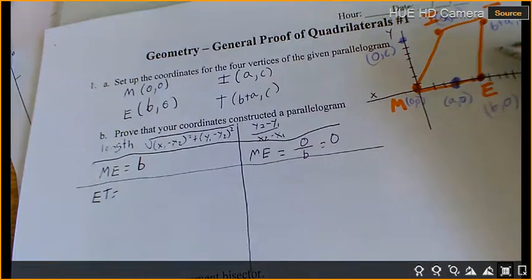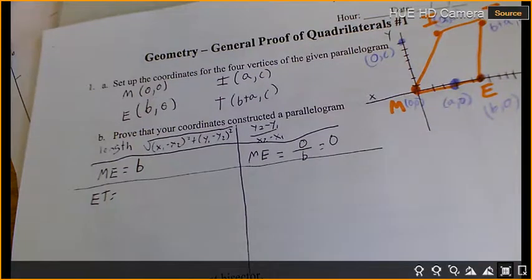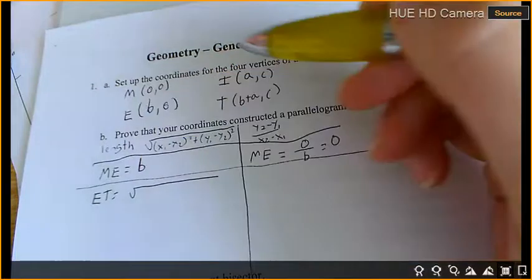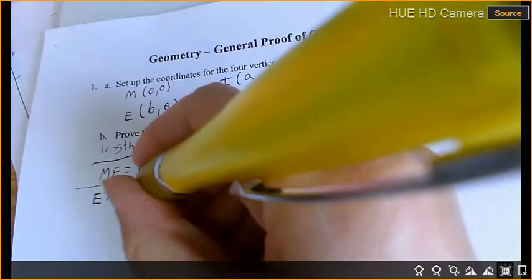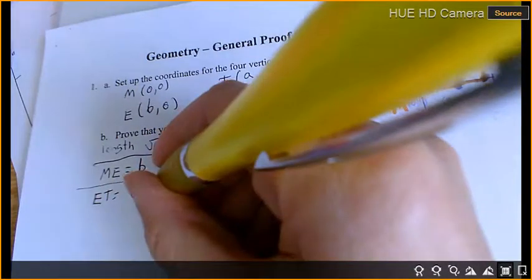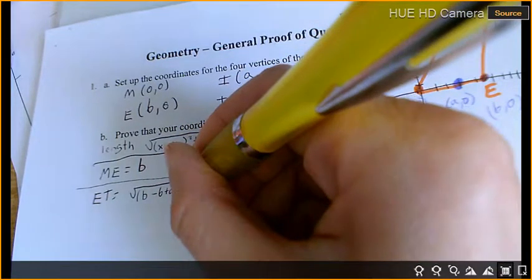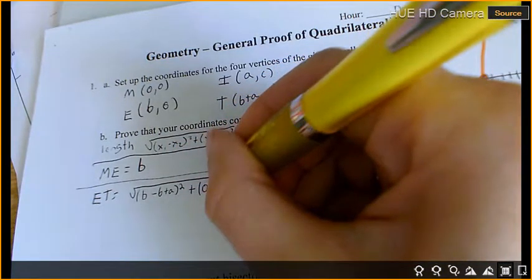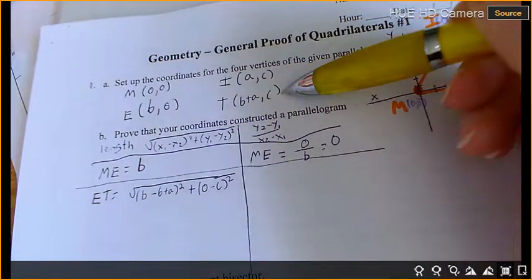Now E to T isn't as clear, right? It's kind of on a slant. So we're going to have to do the distance formula. I'm looking right here at E and T. I'm going to take x1 minus x2: b minus (b plus a), squared, plus 0 minus c, squared. Do you guys see that I just made this x1, y1, x2, y2, and plugged it into the formula?